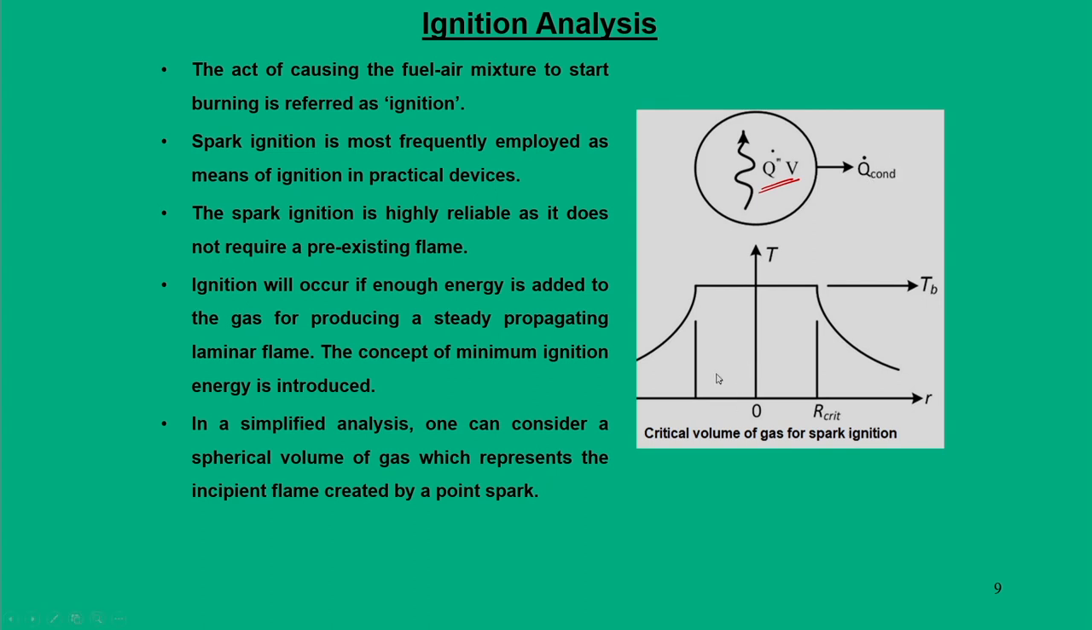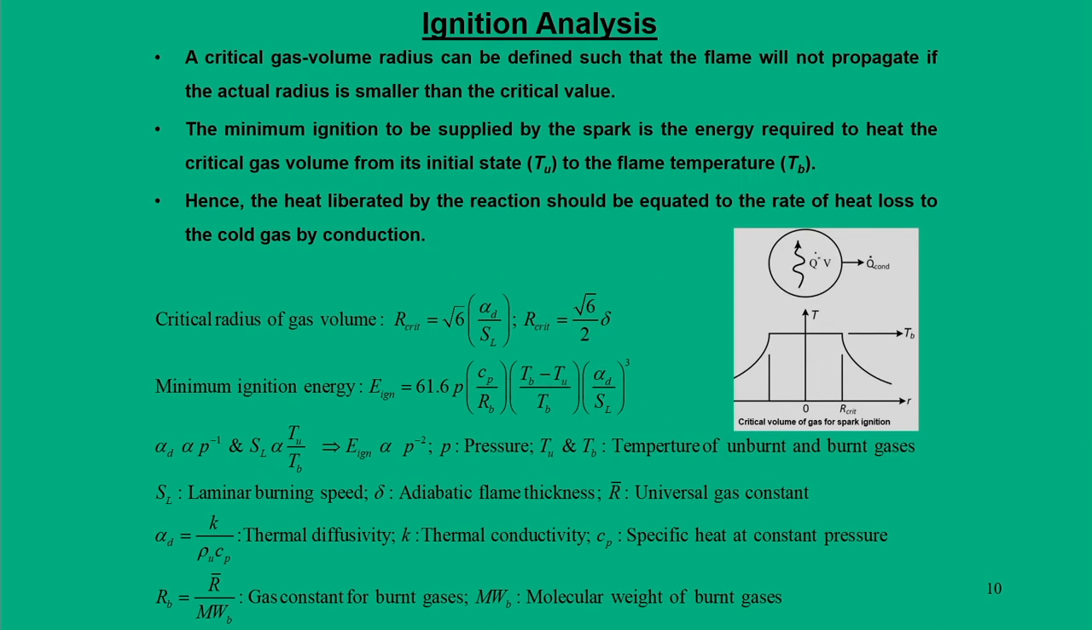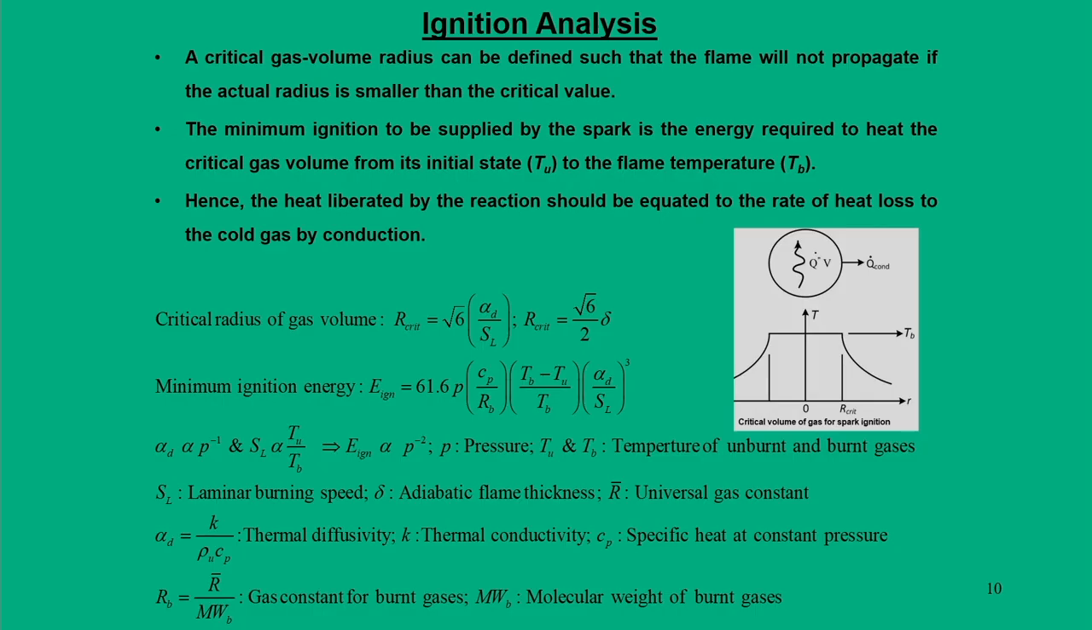So, what we are looking at is whether, by creating the spark, we are able to give sufficient energy or not. To do that, we can find a critical gas volume radius, which can be defined such that the flame will propagate if the actual radius is smaller than the critical value. In other words, for flame propagation, the flame has enough energy to propagate further, and at the same time there is heat loss from the flame through conduction. So, a balancing approach is to find a critical volume radius at which the flame will not propagate further.